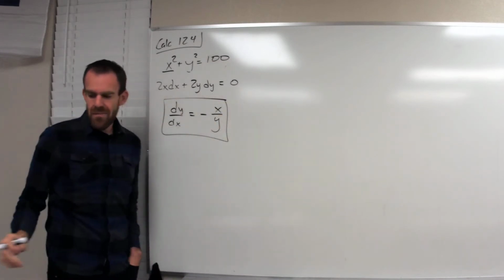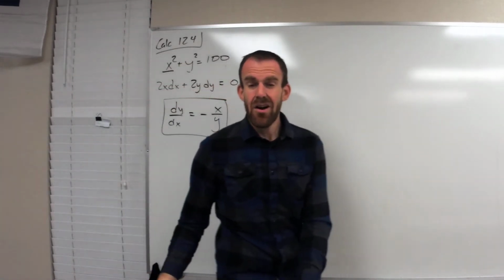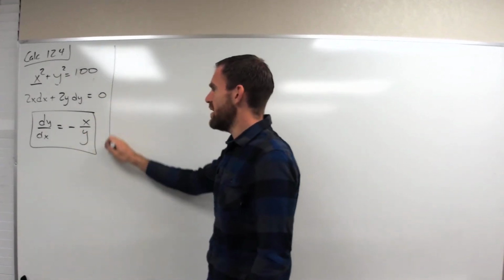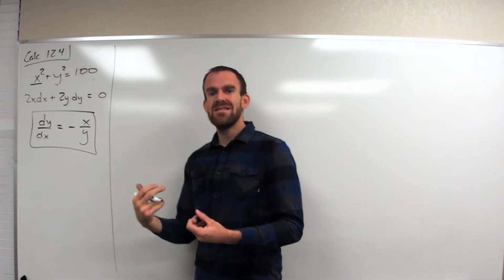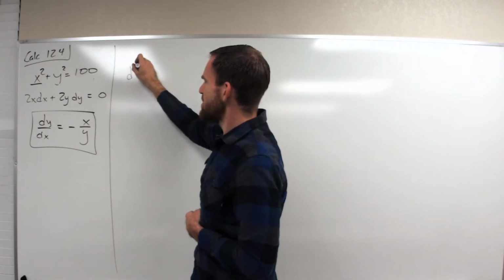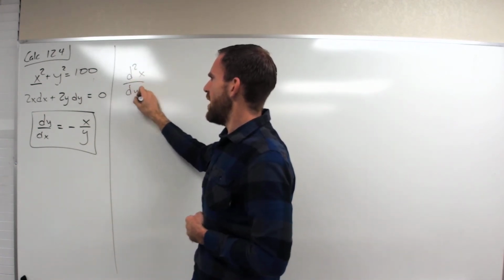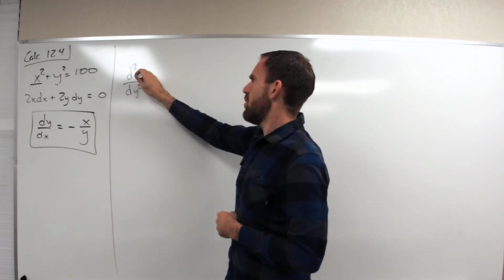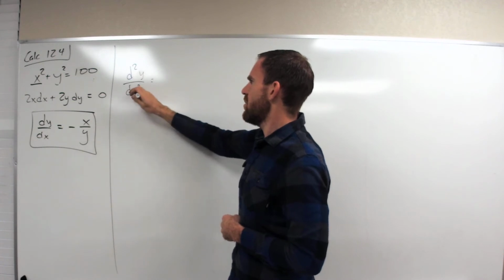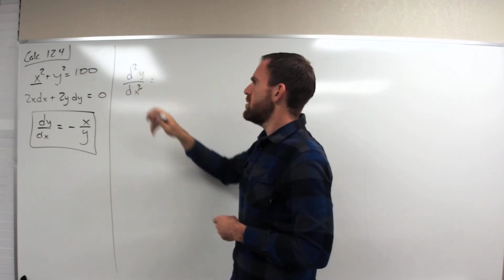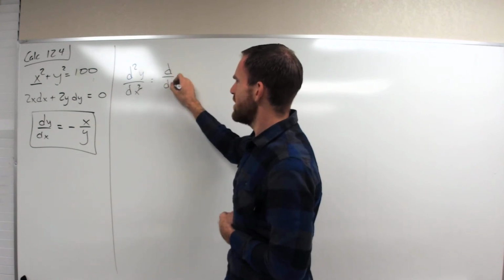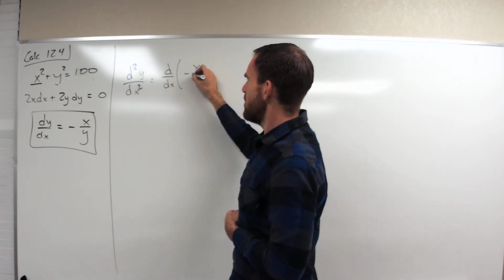Simple as that, right? Well, much like our previous few lessons, calculus just gets more and more complicated. What happens when I want to take the second derivative of that, or d squared y by dx squared? Well, here's the deal. I'm going to take the derivative with respect to x of negative x over y.